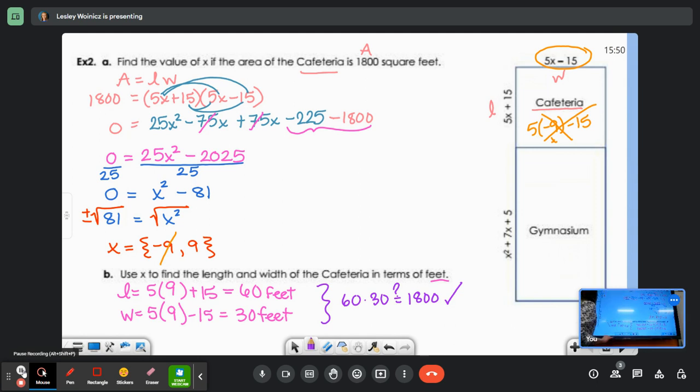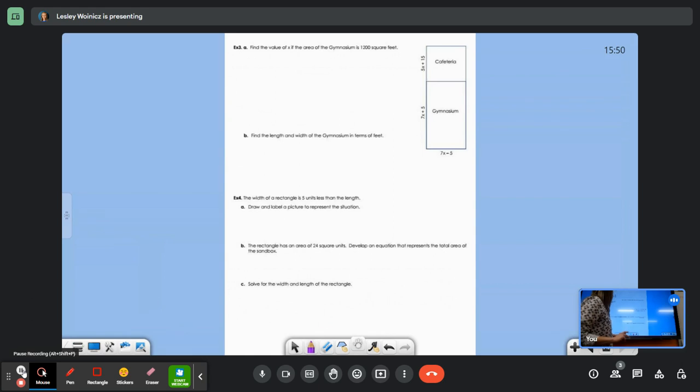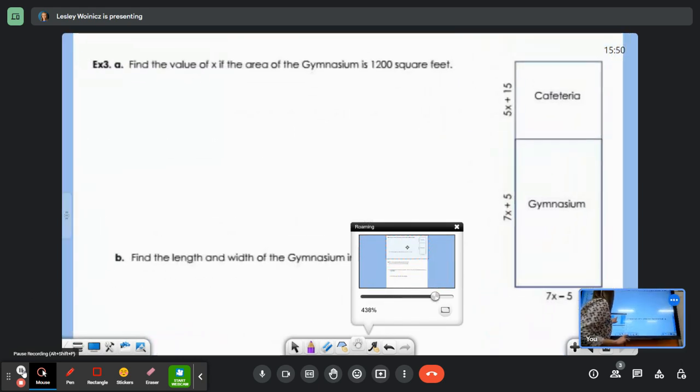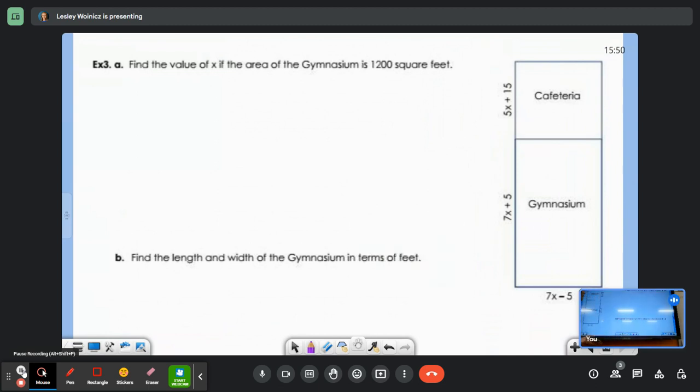Okay, on the back. So this time we're looking at the gymnasium. So we know that the area of the gymnasium is 1,200 square feet. So again, we know the area is length times width. So we're going to take our 1,200 for the area and set that equal to our length times our width.